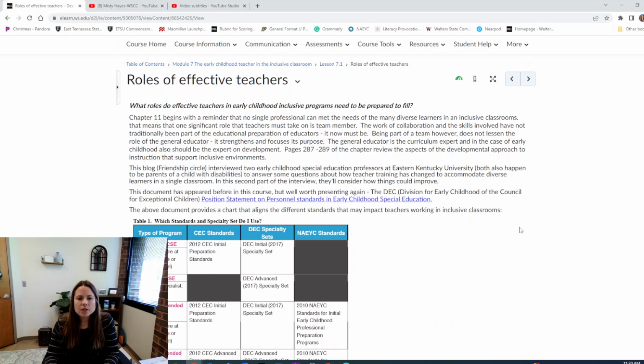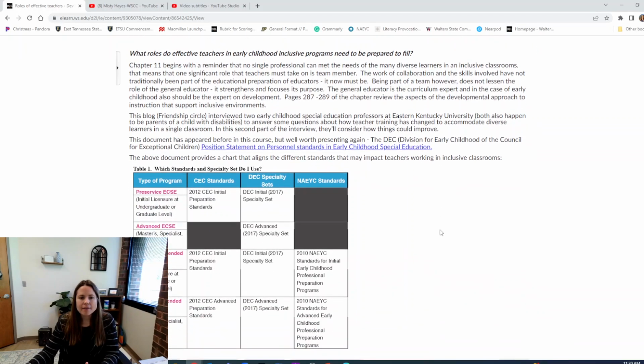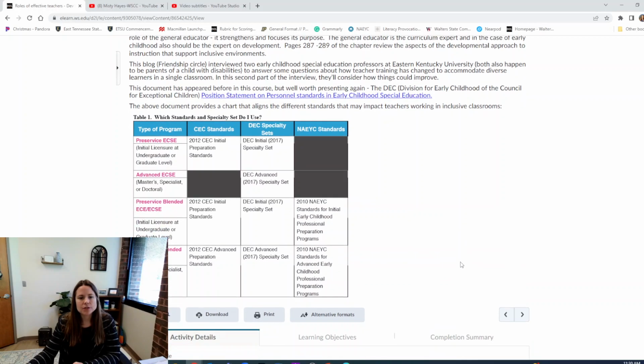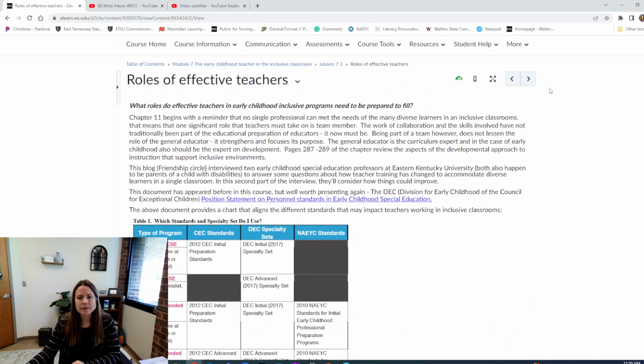So there's a document here that I've put that's from the DEC, the Division of Early Childhood of the Council of Exceptional Children. And this document is really just aligning the standards, right, that are going to impact you when you are in the early childhood centers. So make sure that you look at that.